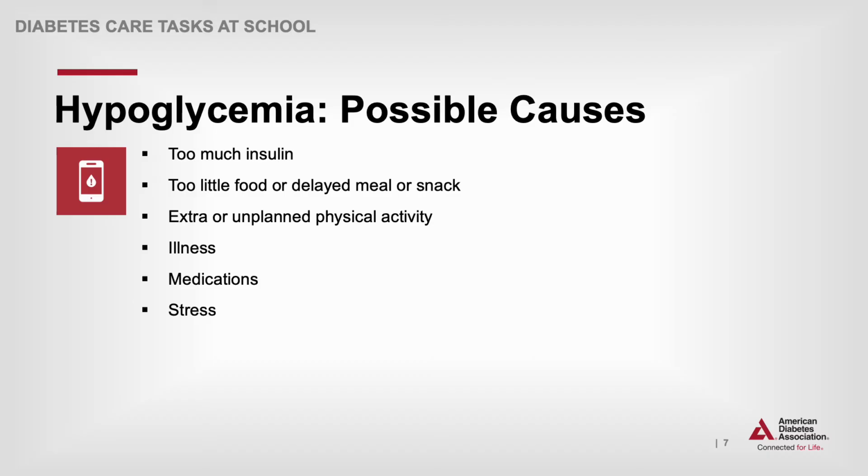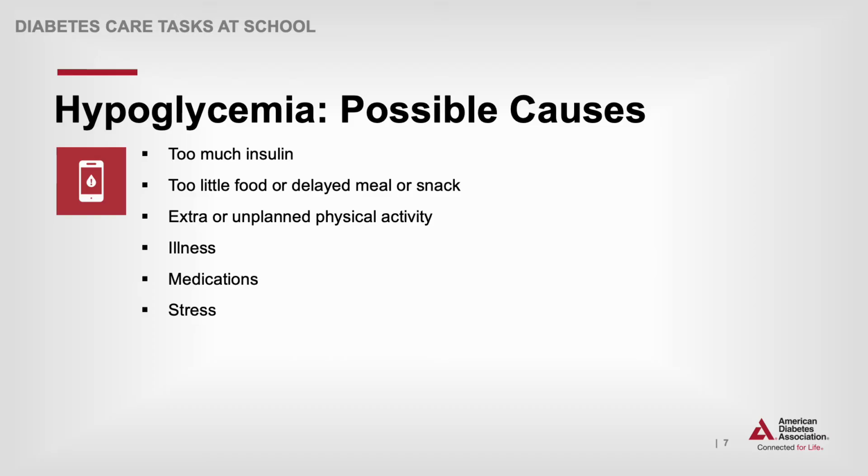Hypoglycemia, or lows, occur whenever there is too much insulin in the body for the amount of glucose. This imbalance can happen for three main reasons: too much insulin has been administered, too little food has been eaten, or extra or unplanned physical activity. Illness, medications, and stress can also contribute. A student may have gotten too little food for a variety of reasons.